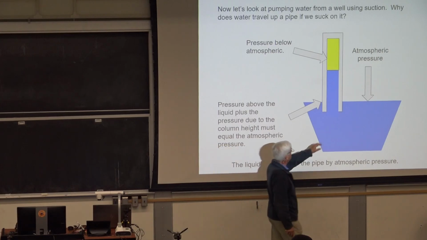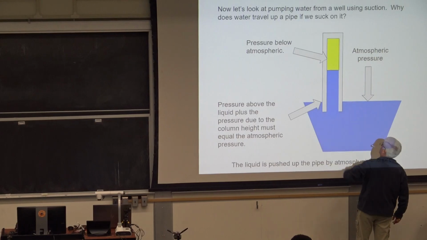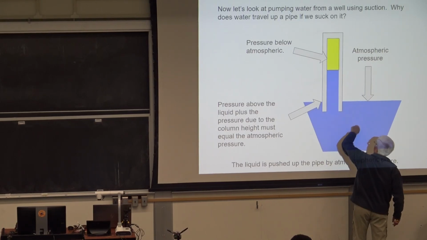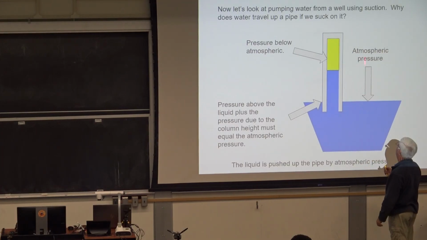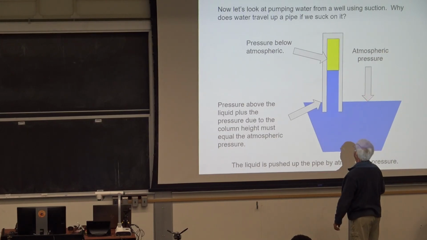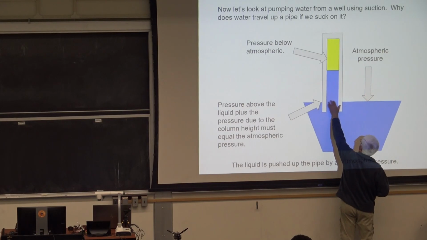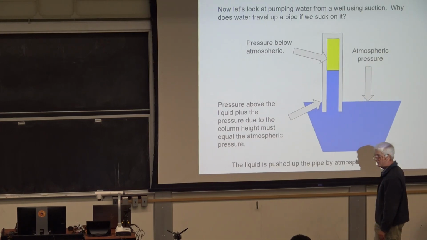There's only one reason why the water goes up the pipe. You've got atmospheric pressure pushing down, and as I lower the pressure at the top of the pipe, water goes up the column. I have limited my atmospheric pressure. So then right here, that pressure has got to equal atmospheric. So this pressure plus rho g h equals atmospheric right there at the water line.